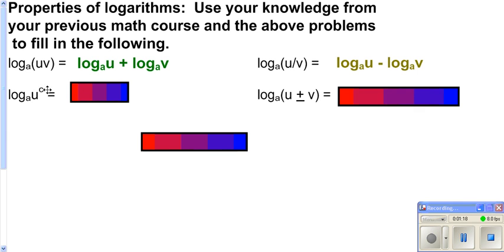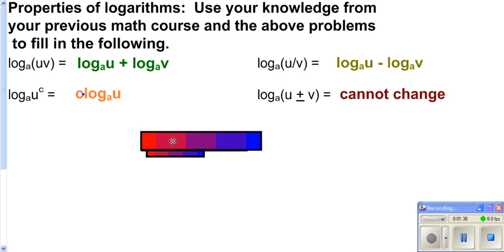Now, for this one here, you have an exponent. When you have an exponent after a logarithm, you can really put it down in front. And so then it's just the log times that c in front, which was the exponent. Now, if you have the log base a of two things added or subtracted, there's really nothing you can do with it.